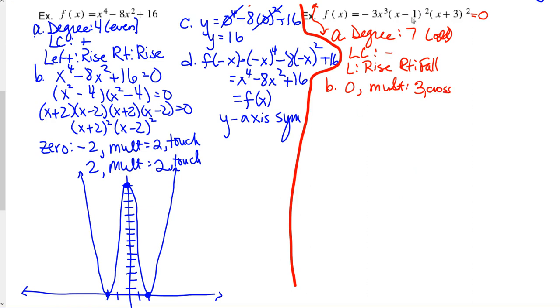If I now look at this one, we have a 0 of 1, but the multiplicity equals 2 here because that's the power. And since that multiplicity is even, that is where we are going to, whoops, I was going to write cross, but we don't cross at that point. We actually touch. On an even power, we will touch at that 0. Therefore, here at negative 3, we will have the same as what's happening at 1. Multiplicity equals 2, and so we are going to touch at that 0.